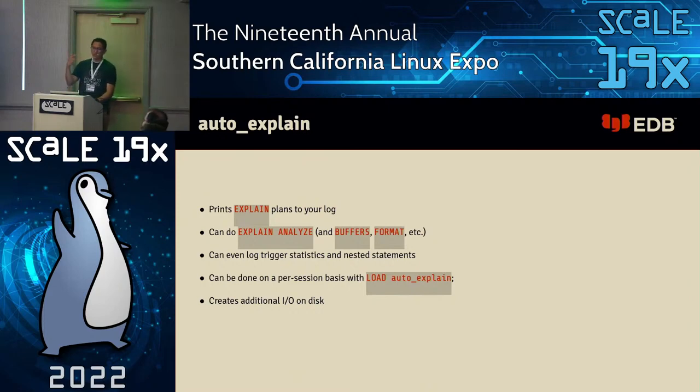And it can even do things like explain analyze on nested statements. If you have a function that calls a select, it will print the explain analyze of that select within the function, which you can't do with just regular explain by hand. So this is very, very useful.